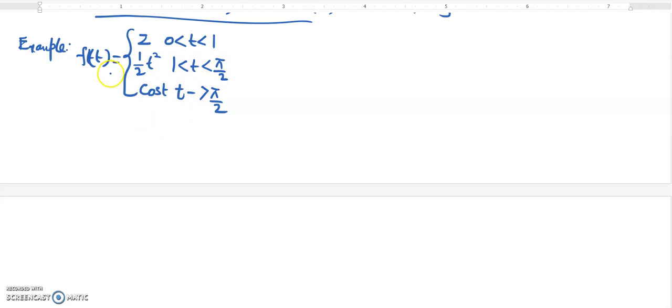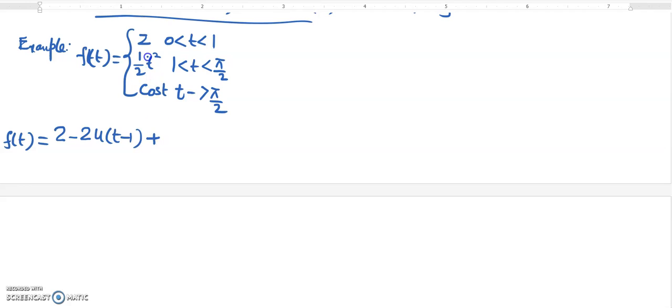So we want to represent this function in terms of the unit step function. Using the unit step function we can represent it. So this function f of t can be represented as follows. We will start from this 2 and then we'll take minus 2 times unit step function u of t minus 1. So this will represent this 2.